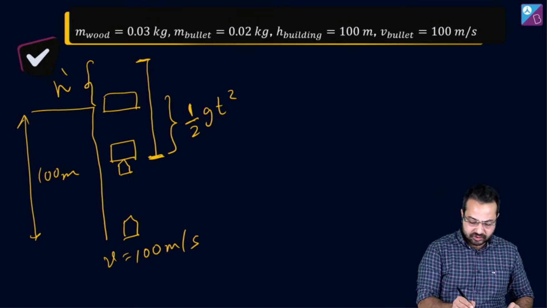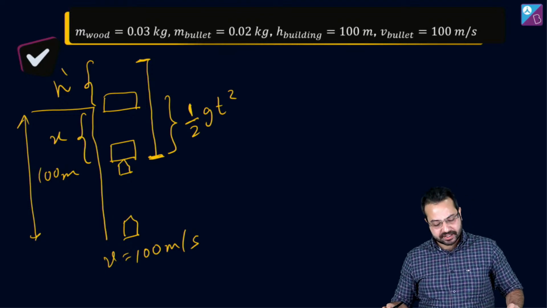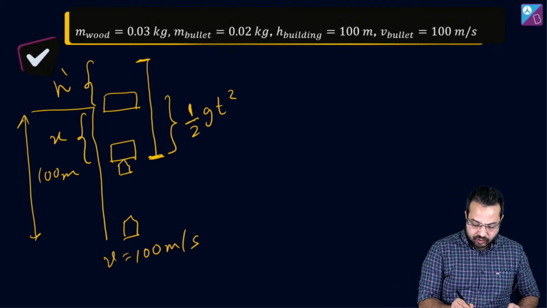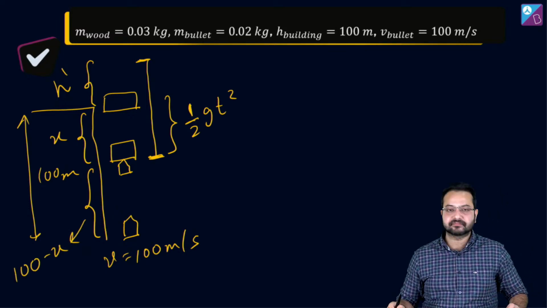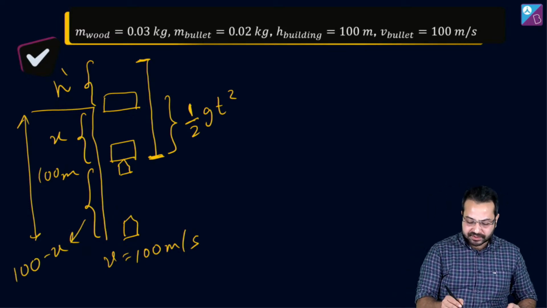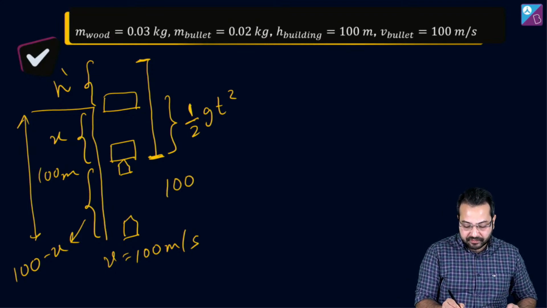Do you agree? Let's call this x. So x is how much? x is half gt square. So what is this distance? This distance is going to be 100 minus x. Okay, so what will be the velocity? What will be the displacement? The displacement is going to be vt minus half gt square.